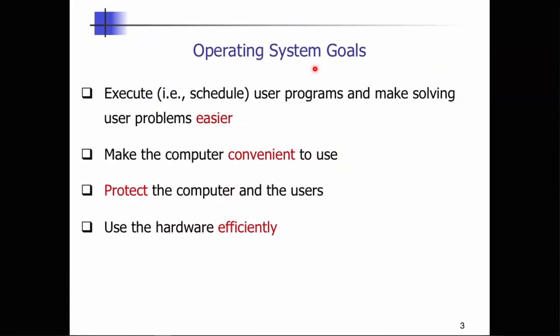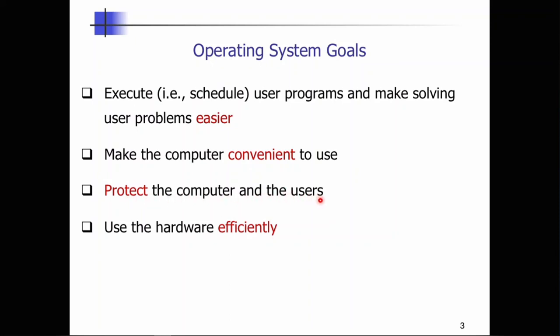So what are the goals of an operating system? Well, the first thing that is a goal is to be able to execute or schedule user programs. We talked about what a typical user program set could be, a text editor or a web browser. So to be able to go through those user programs and make solving user problems easier, to make the computer convenient. So as opposed to the user managing the hardware, the operating system is going to manage the resources, the hardware resources, to be able to protect the computer and the users.